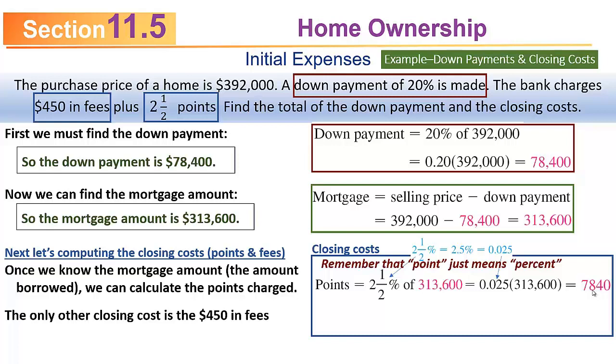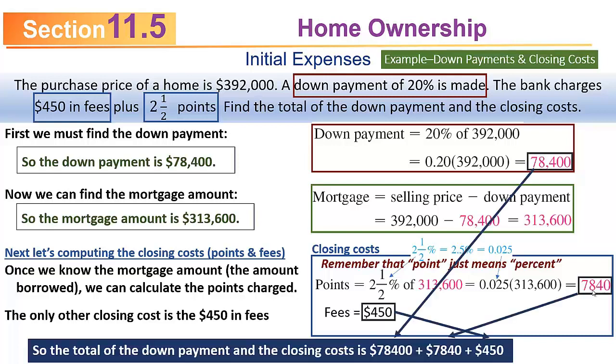The only other closing cost mentioned in the problem is the $450 in fees. So the closing costs are the fees plus the points. If you add those two numbers together and then throw in the down payment, adding those numbers together, you get $86,690. So the problem asks for the total of the down payment and the closing cost.